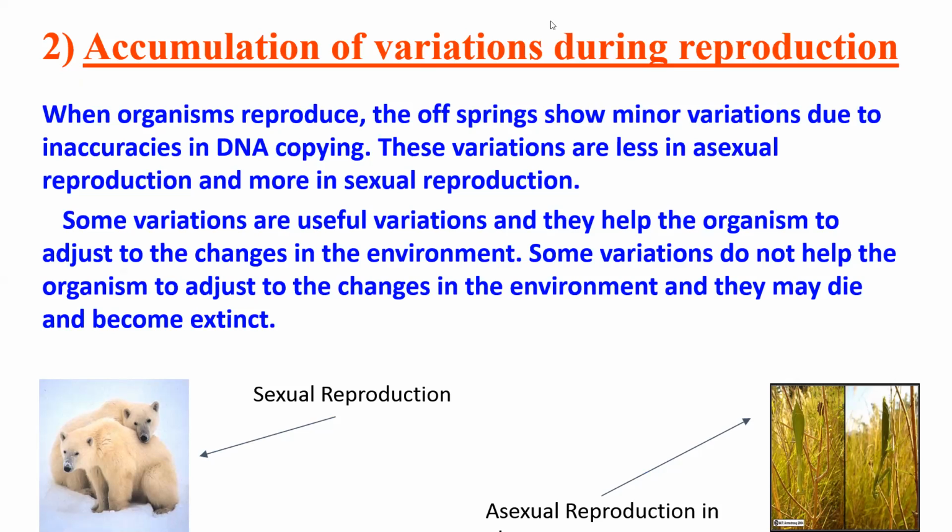No. Okay, fine. So the next topic is accumulation of variation during reproduction. So we learned in the last biology chapter, reproduction, that when you reproduce by the sexual method, it produces more variations. This is because genetic recombination takes place. So what this term is, I'll just try to explain it.